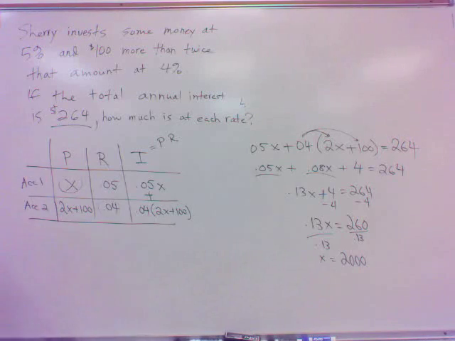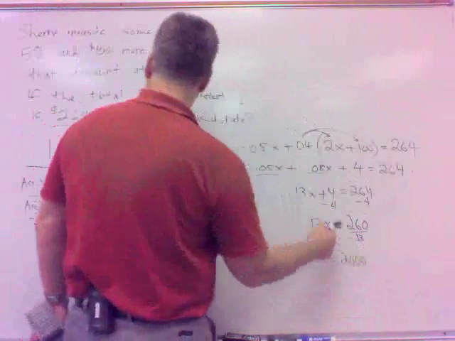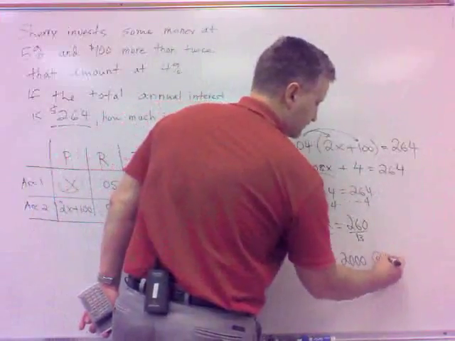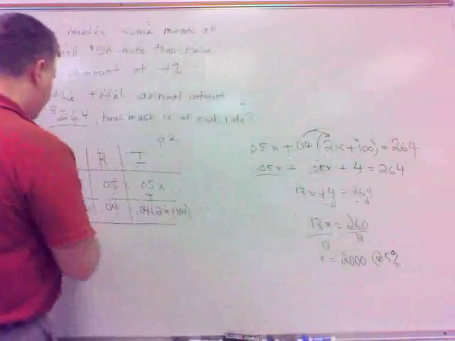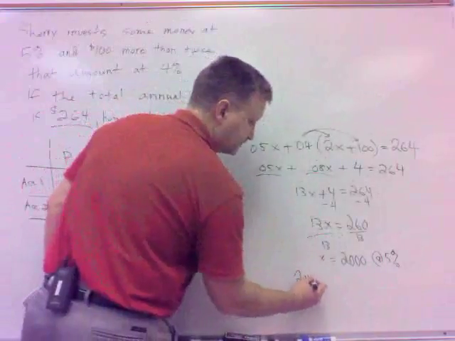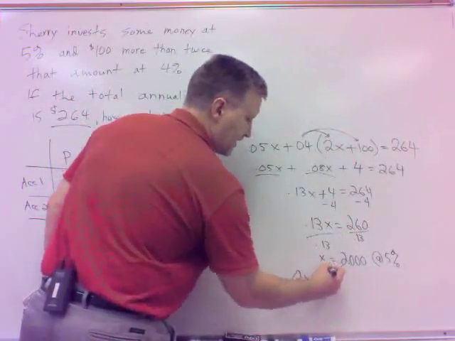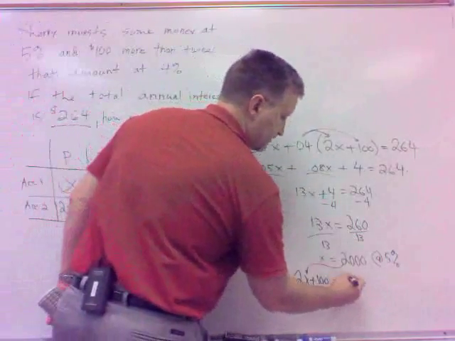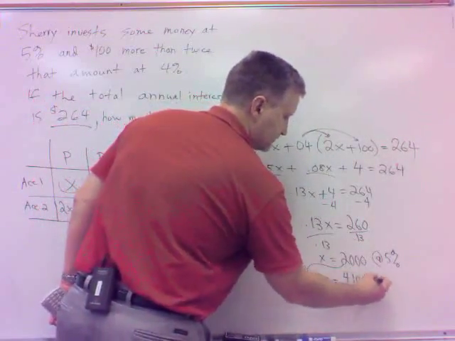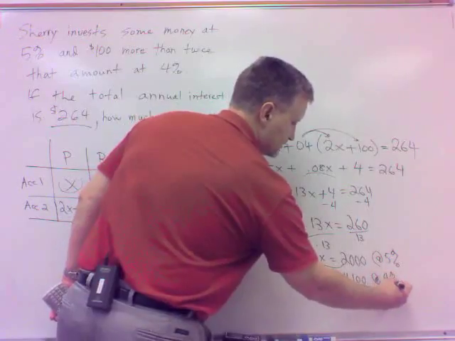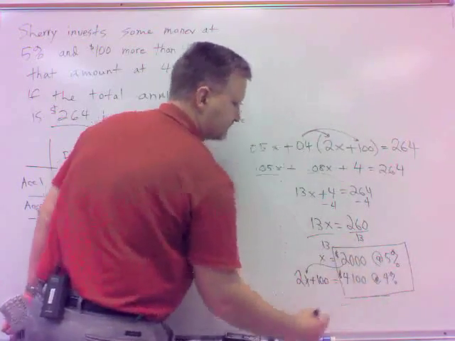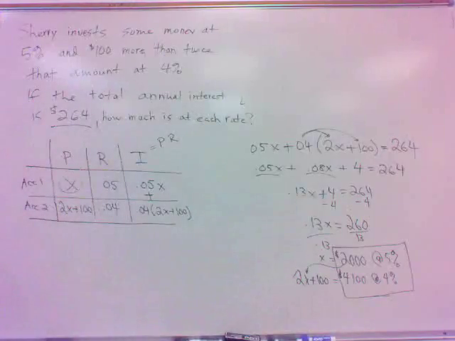Be sure to answer the question here. How much is at each rate? That is the 5% at the 5% rate. At 4%, we've got 2x plus 100. So now since we know x is 2,000, 2 times 2,000 plus 100 would be 4,100, wouldn't it? Those, of course, are dollars. Sound all right? Okay.